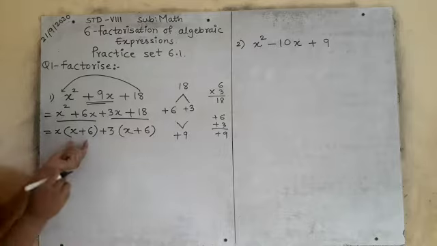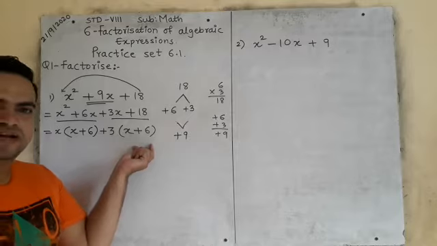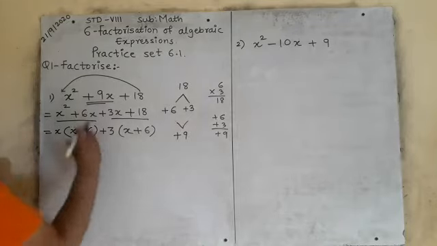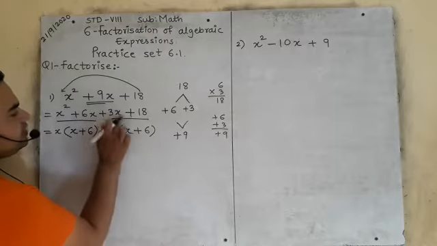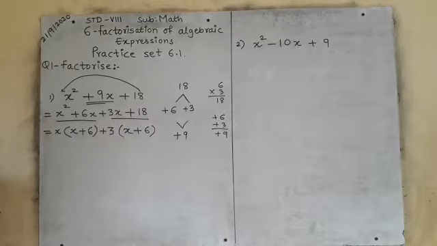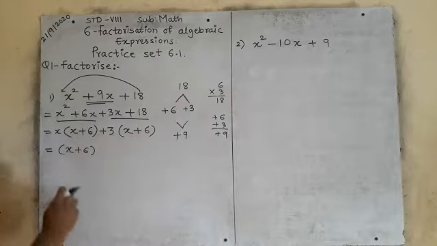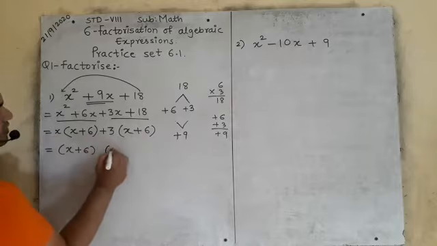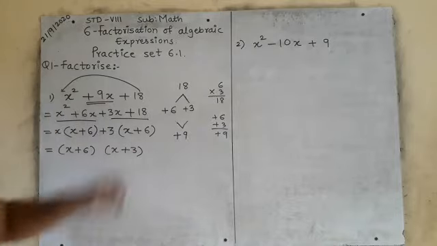As I have said, whatever is your first bracket, that bracket only will come later on as well. Is it clear? You have to cross check it. Plus 3x: plus 3 multiplied by plus 6 is plus 18. It is right. Now which bracket comes twice? X plus 6, x plus 6. Write this bracket once only. Then what remains? X plus 3. So these are the factors of this quadratic trinomial.